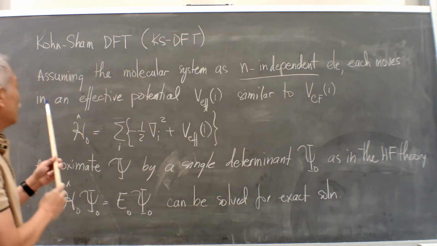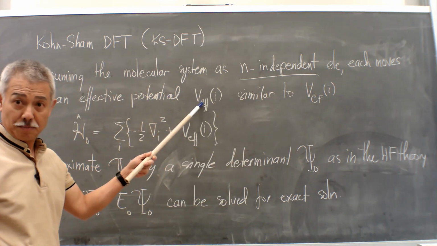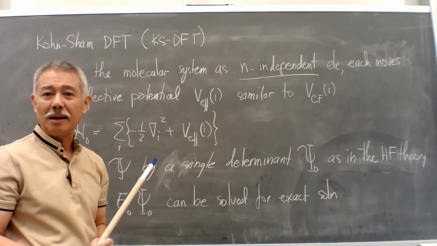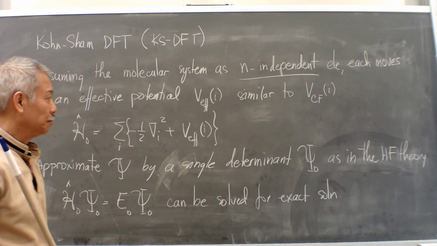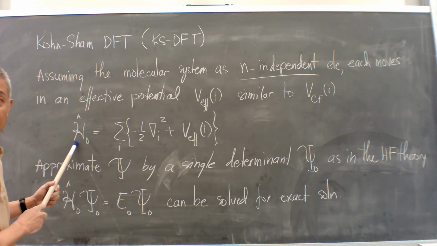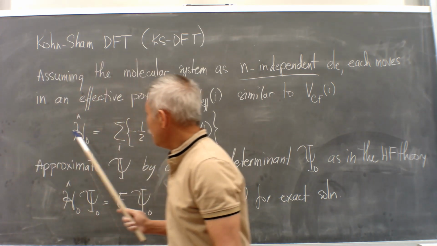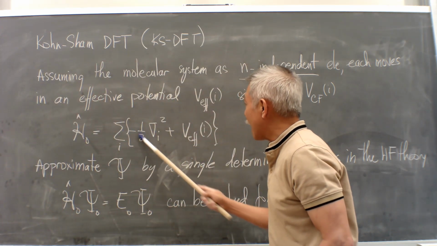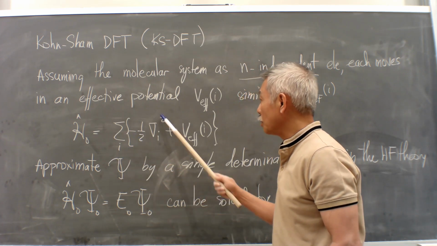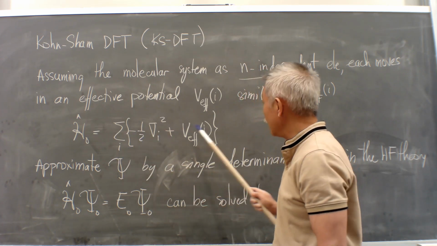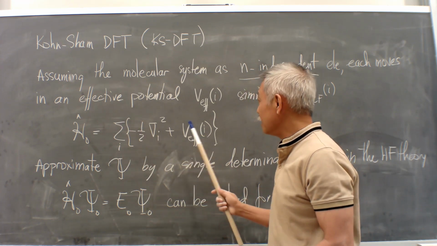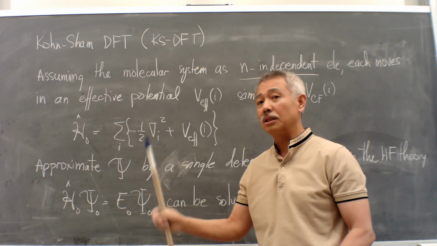Each moves in an effective potential that is similar to the central-field approximation that we had used in the Hartree-Fock theory. So in that case, the approximate Hamiltonian H naught here is just a sum over that effective one-electron term, the sum over the i terms. So this is the kinetic term of electron i and the potential of electron i, summed over all electrons. And this is a separate, independent electron problem, and we can solve it accurately.